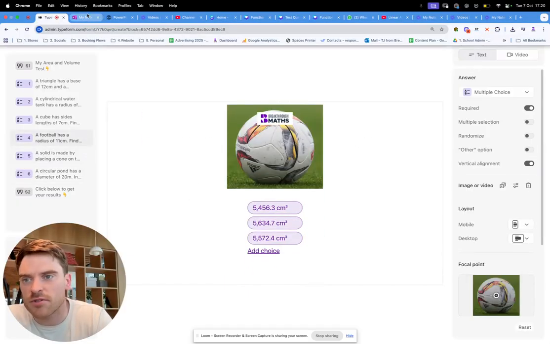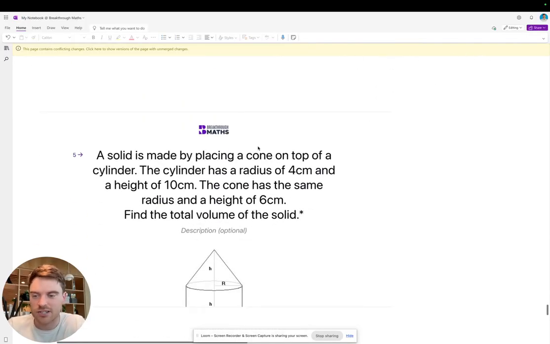Yeah, 5572 is correct. I need to improve my calculator skills on my iPhone.